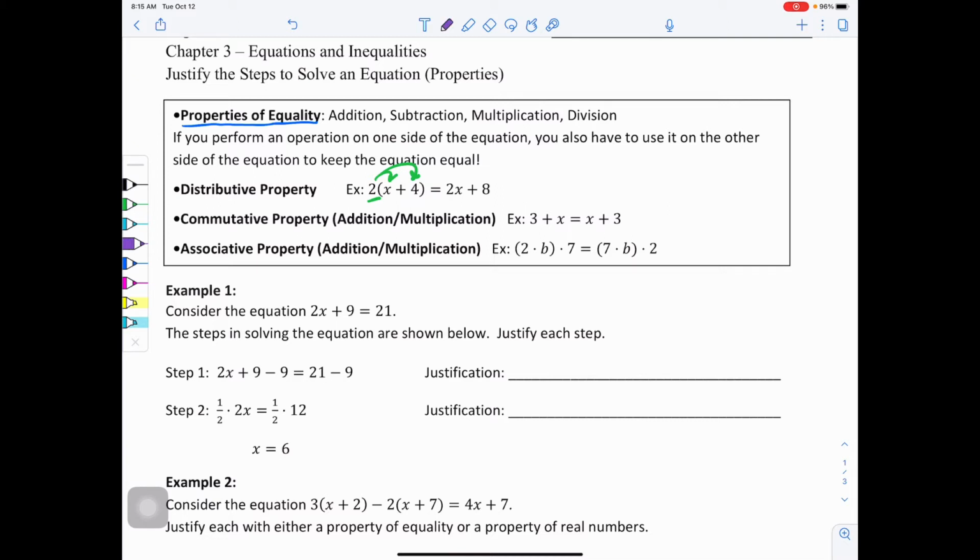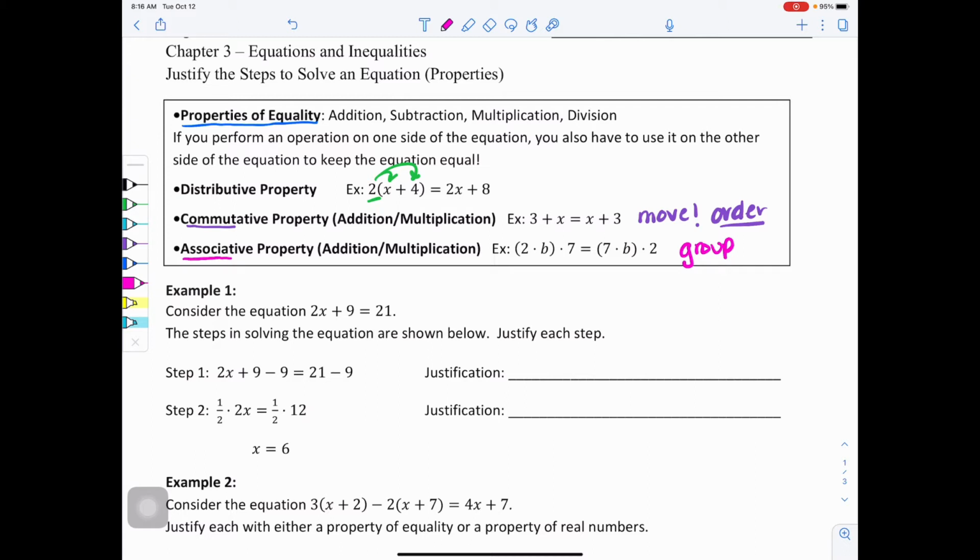We also have commutative property. Remember that word commute in there, which means to move. This is where we switch order. So you'll see the example 3 plus x equals x plus 3. And then lastly, we have the associative property. Remember, associate, who you associate with is your group. So this is where your groups are changing. What's inside the parentheses is different on one side than the other side.